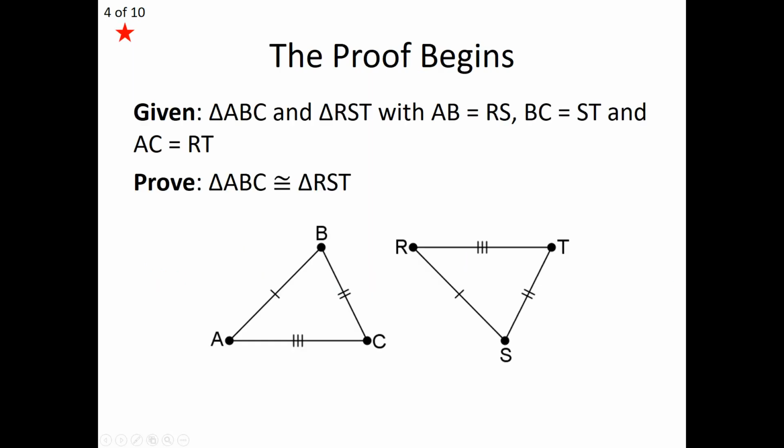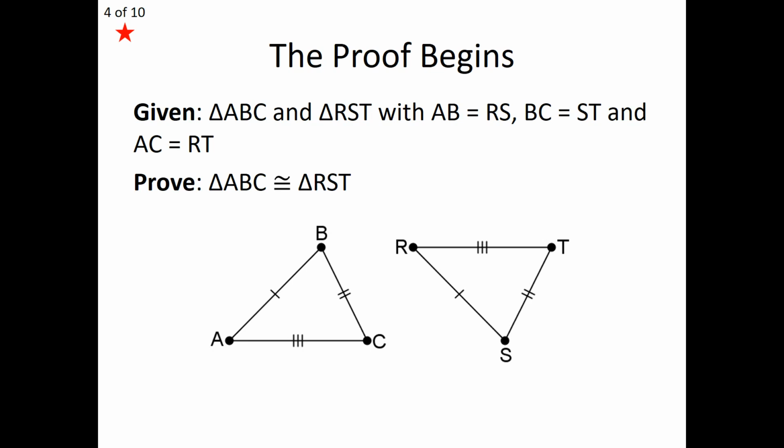So let's do the proof setup. In our given, let's start with two given triangles, triangle ABC and triangle RST, such that the 3 sides of the first are equal to the 3 sides of the second. So I have AB equals RS, that's been marked in our diagram as single hash marks. BC equals ST, those are our double hash marks, and AC is equal to RT, that's our triple hash marks. We're going to now prove that these two triangles are in fact congruent.